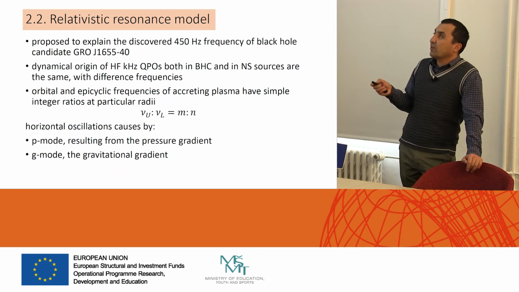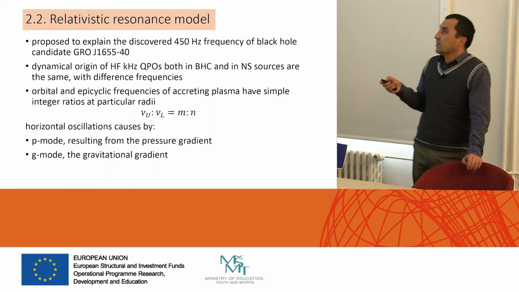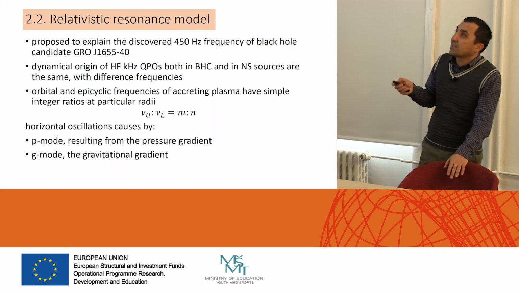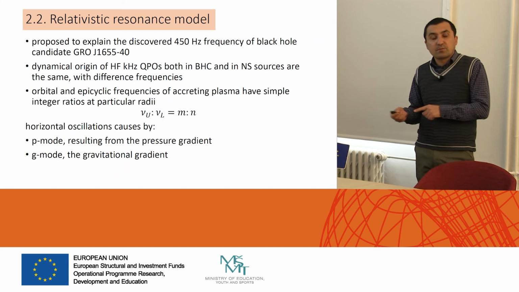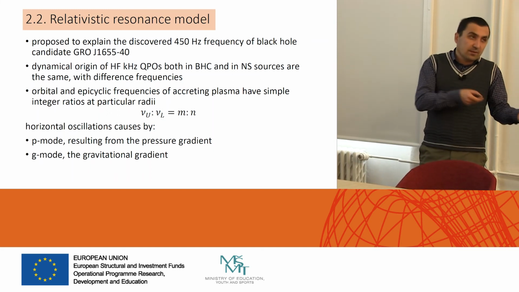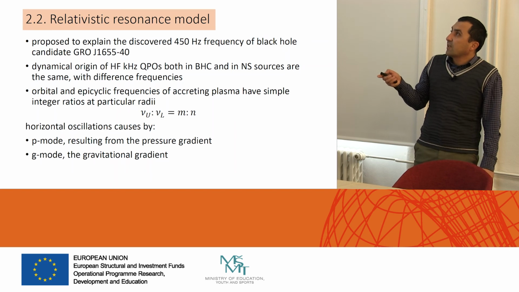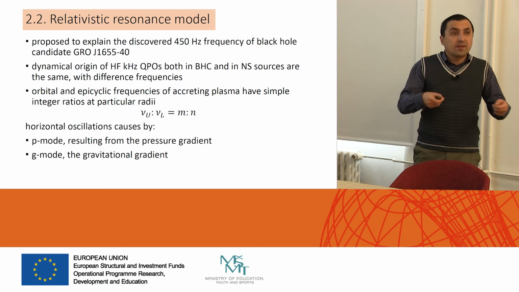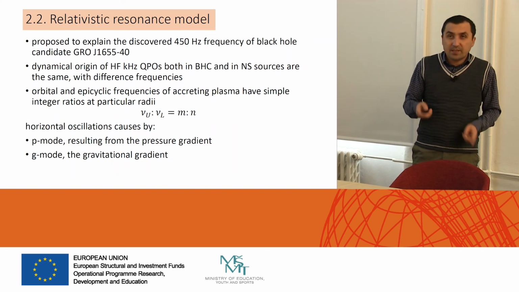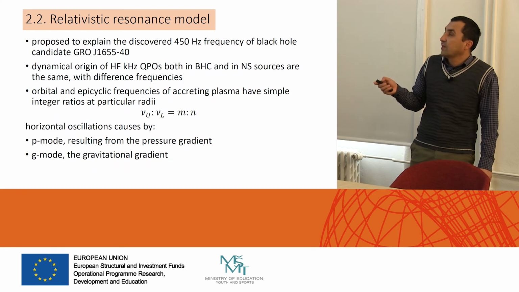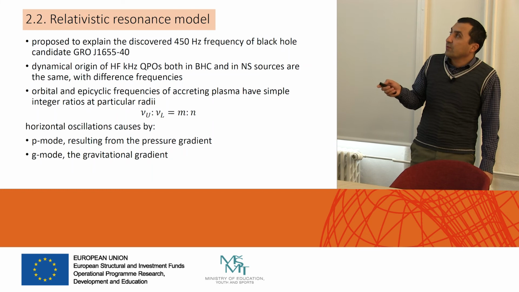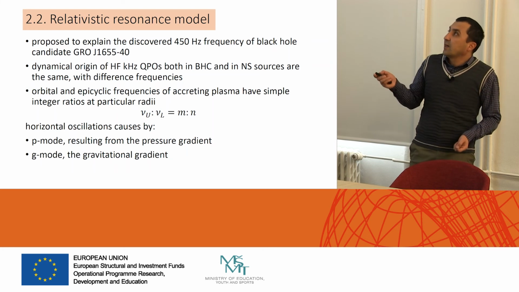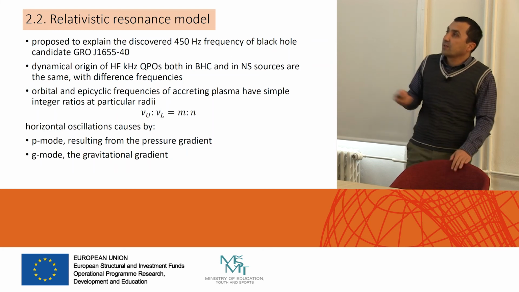The dynamical origin of high frequency kilohertz QPOs in both black hole candidates and neutron star sources is the same in this relativistic resonance model, but with different frequencies. The frequency differences in black hole and neutron star candidates depend on the magnetic field values. We know that magnetic fields around black holes are weak enough, while in neutron stars they are quite higher.